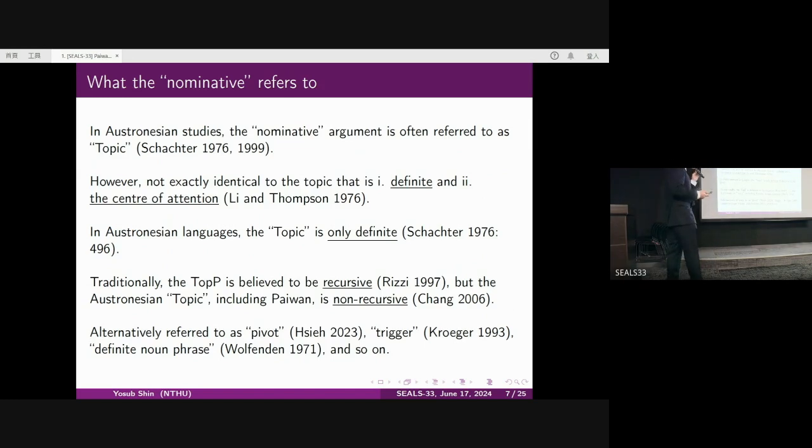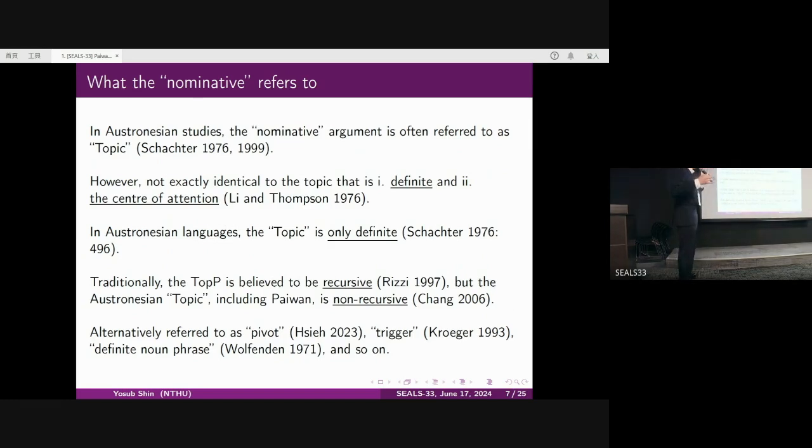So in Austronesian studies, the nominative argument is often referred to as topic. And actually, this topic is not quite identical to those kinds of topics that we see in the cartographic approach that are basically definite and also function as the center of attention. So in other words, basically the so-called Austronesian topics are definite. They basically don't function as the center of attention.